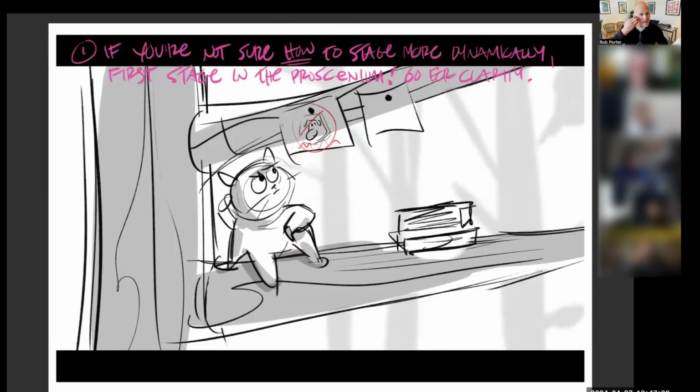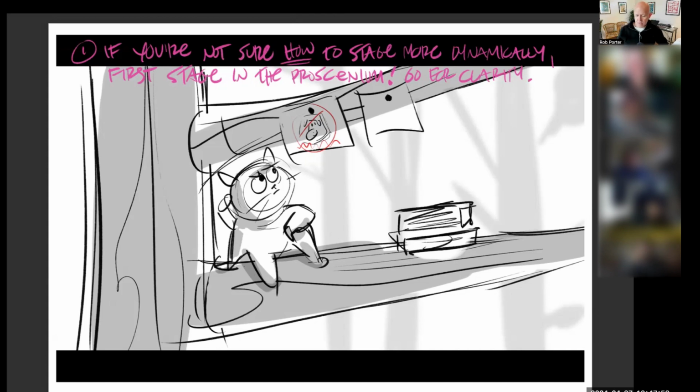Okay, here's another shot. This is actually from a previous student who did this class, and I redrew it, but he used a cat character to be our assassin. I thought it was really cute. If you're not sure how to stage more dynamically, first stage the proscenium, go for clarity. So this is the same lesson I just gave you, but a different version. Our cat character's in the tree. He's looking at this image of the king that needs to be killed. He's got some books on assassinating, very, very proscenium.